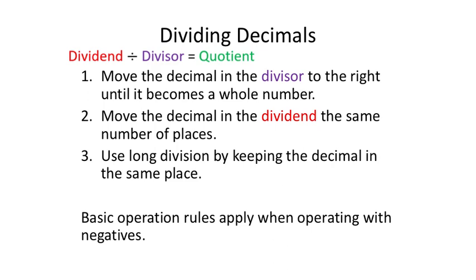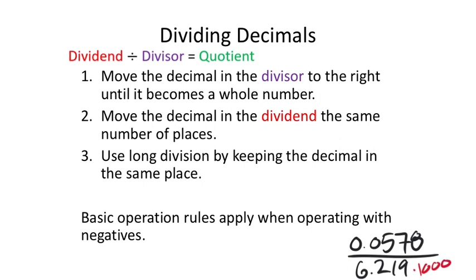So if we looked at a fraction like this, let's say this was 0.0578 over 6.219. What we're doing by moving the decimal is saying this denominator, which is the divisor, we would want to multiply by 1,000, which would move the decimal 3 times to the right and make that denominator 6,219.